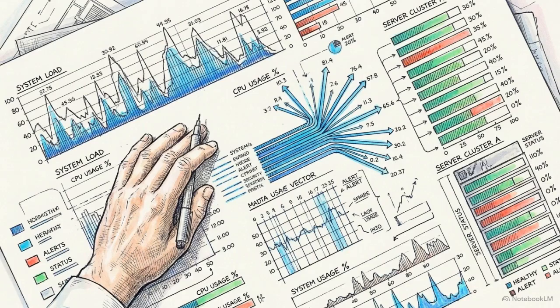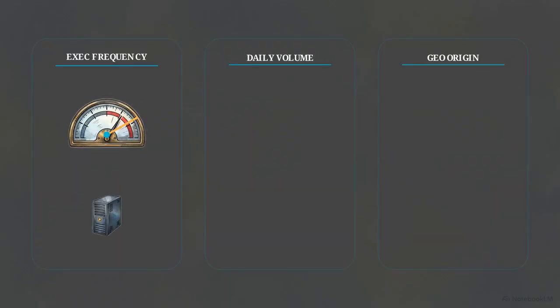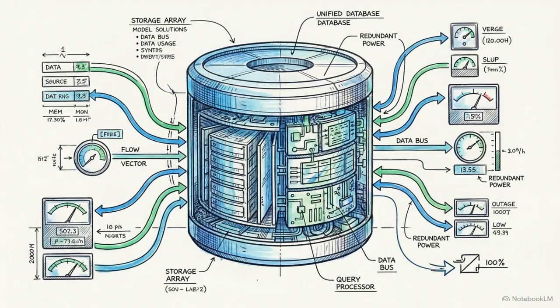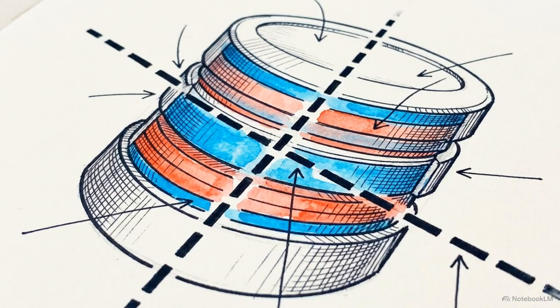Alongside plotting these vectors, architects capture raw system metrics. They track application execution frequency, daily processing volume, and pinpoint the geographic origin. By combining the global schema with rigorous site profiling, the architect creates an empirical blueprint. This blueprint dictates exactly how to safely break the database apart in the next phase.